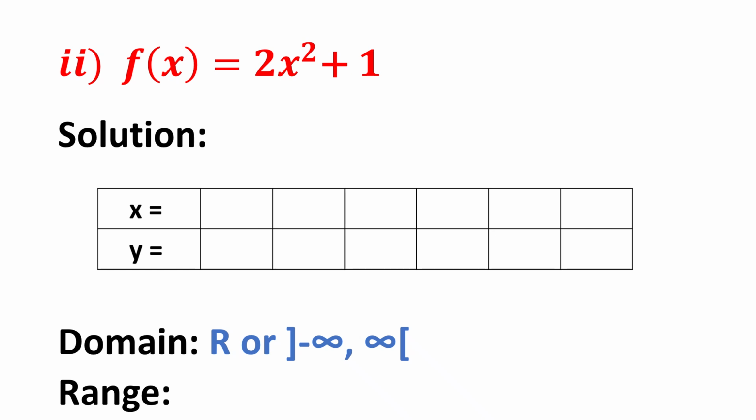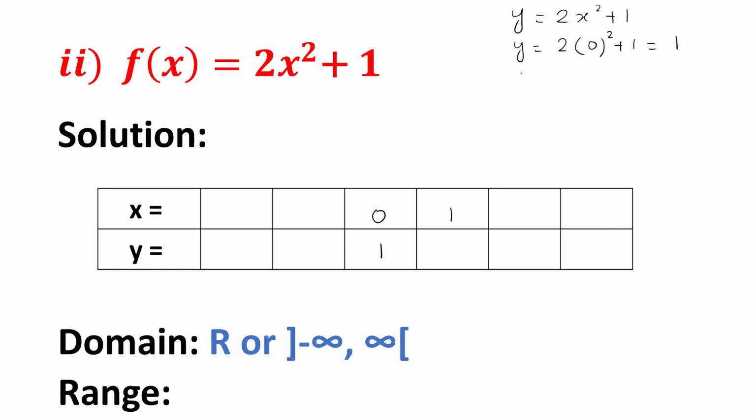This is a polynomial function, therefore its domain is the set of all real numbers. The reason is, for every real value of x, we get an answer for y. But for the range, this table will be helpful. Put x equals 0 in this given function, that is 2x squared plus 1. The value of y is 2 into 0 squared, 0, plus 1 is 1. When x is 0, the value of y is 1.